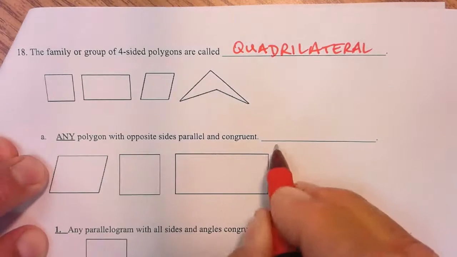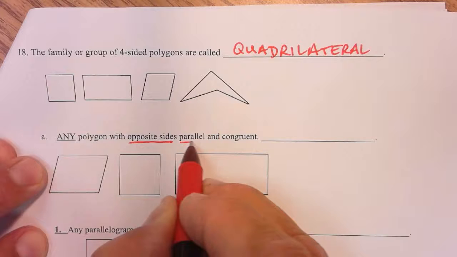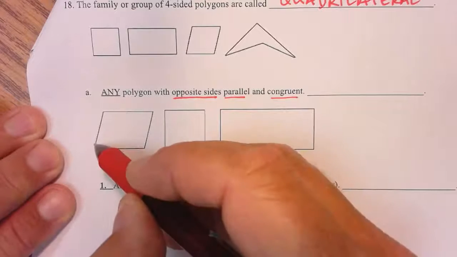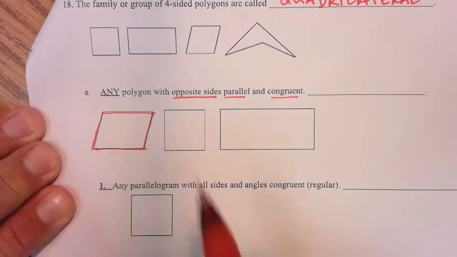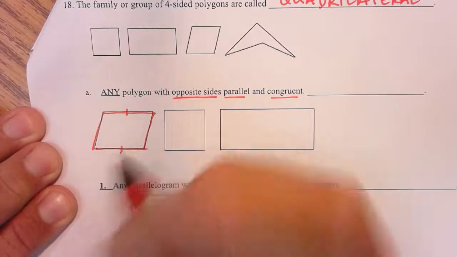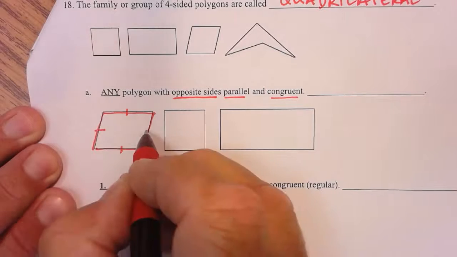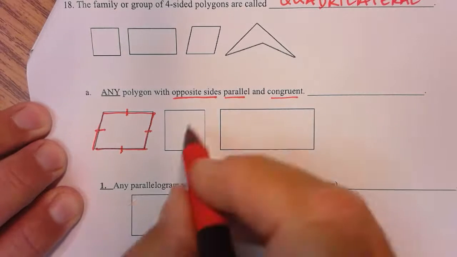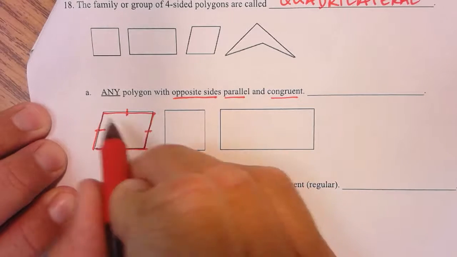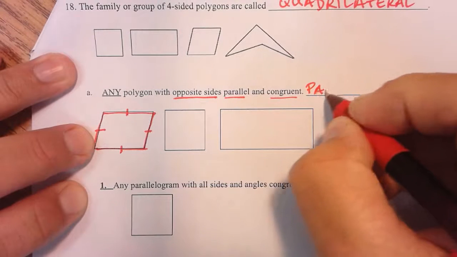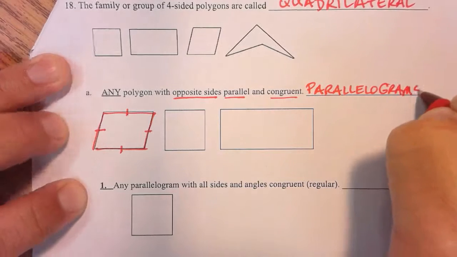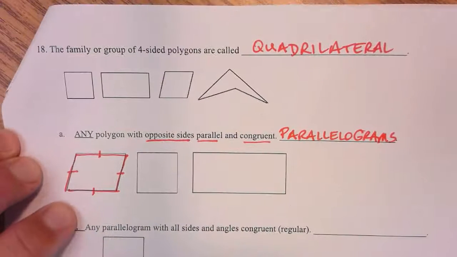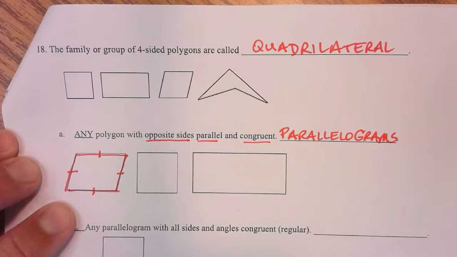The group of polygons where opposite sides are parallel and the same. In other words, this side is parallel to this side, and this side is parallel to this side, and this side is congruent to that side. This side is congruent to that side. When that happens, when the opposite sides run parallel and they're the same length, these shapes are called parallelograms. So the family inside quadrilaterals that classify by opposite sides parallel and congruent is called a parallelogram.